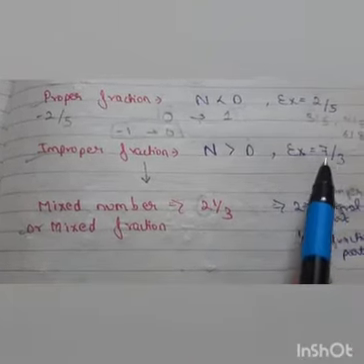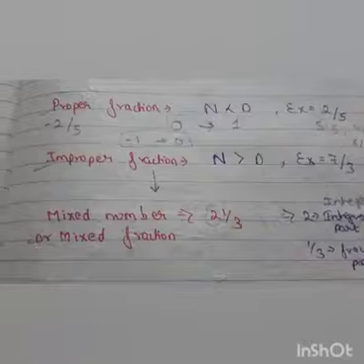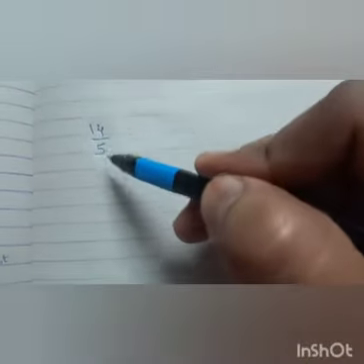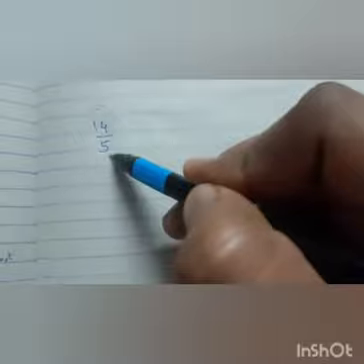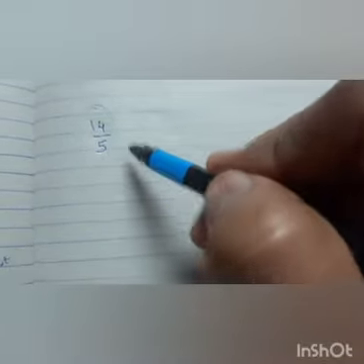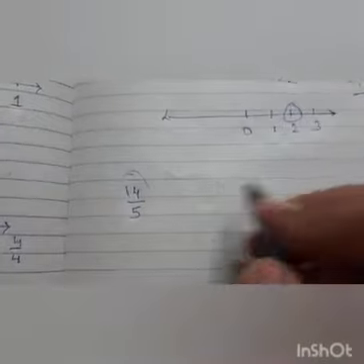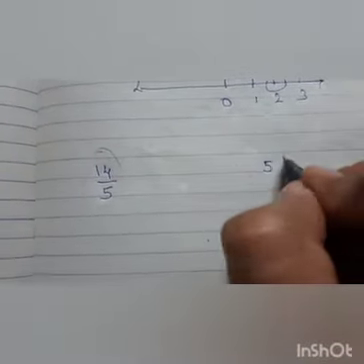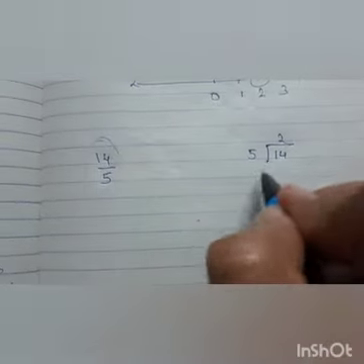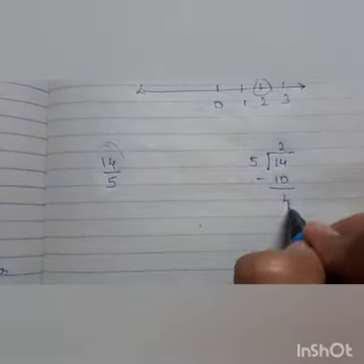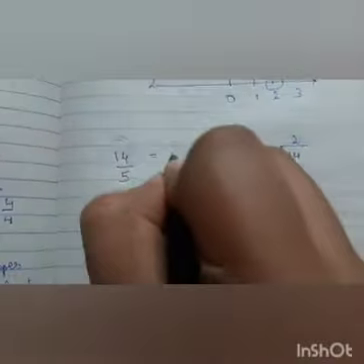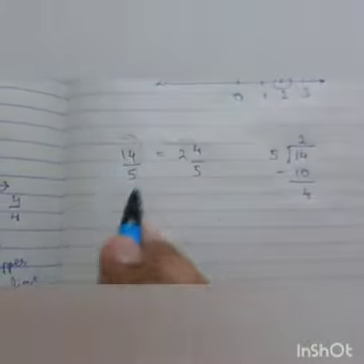Now how to convert any number into a mixed fraction? It's very simple. Like take an example, 14 upon 5. This is what type of fraction? This is an improper fraction. Why is it improper? Because the value of the numerator is greater than the denominator. Now for representing this improper fraction on a number line, first you need to convert it into a mixed fraction. So how will you convert it? Simply divide it. 5 into 2 is what? 10. That means 2 whole number 4 upon 5. This is how we convert any fraction into a mixed fraction.